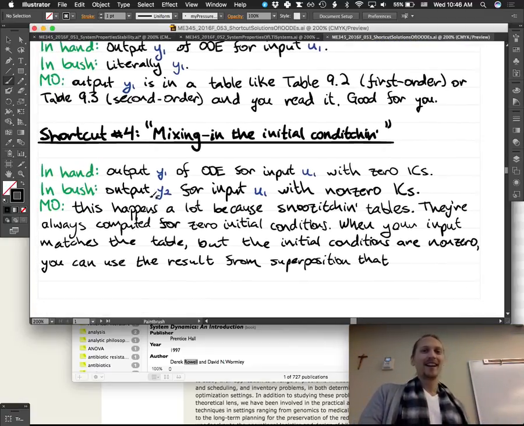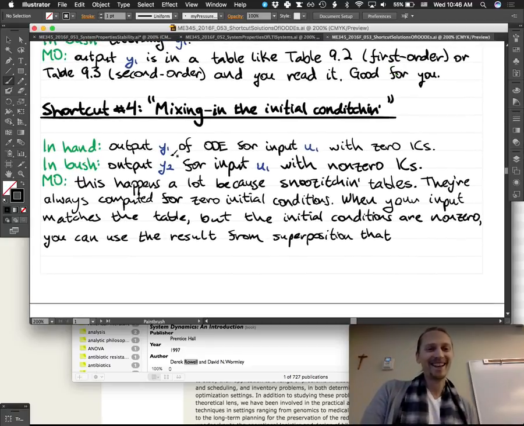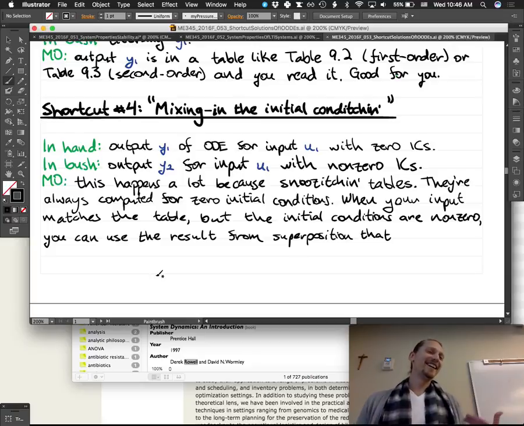Okay. And then shortcut 4, which I had to get a little bit creative, was mixing in the initial condition. So contrived. That was a force function. It was force. Sounded like a forced response to me.